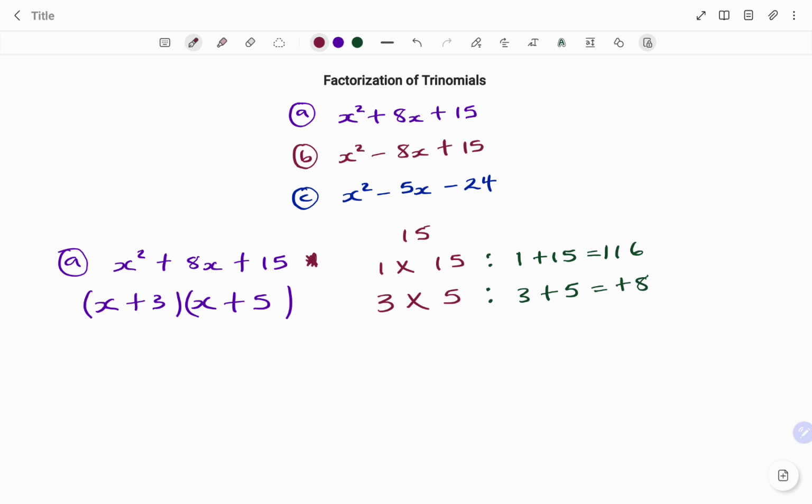We can give it a quick try. If we expand, we have all the terms in the first bracket multiplying all the terms in the second bracket, as shown with my arrows.